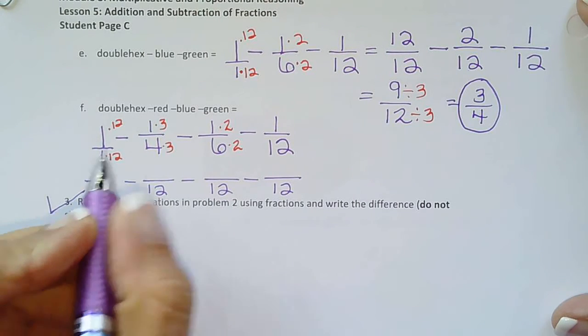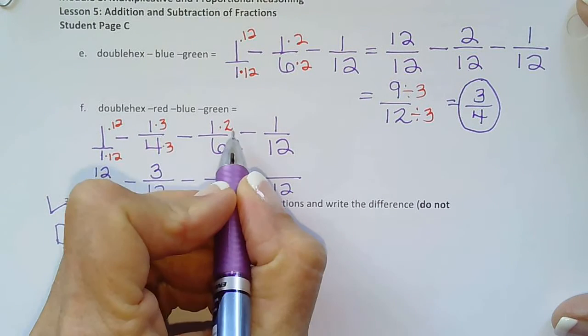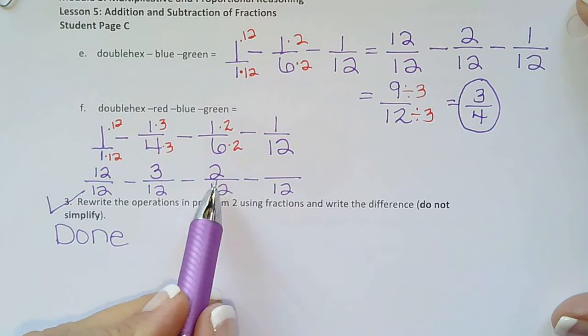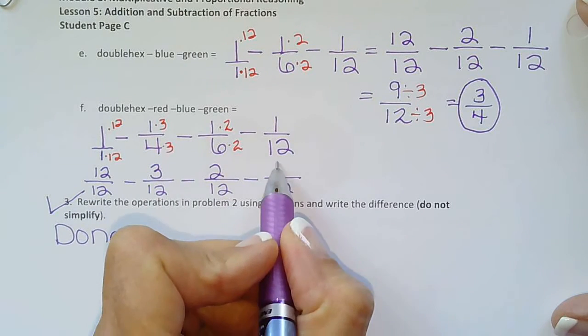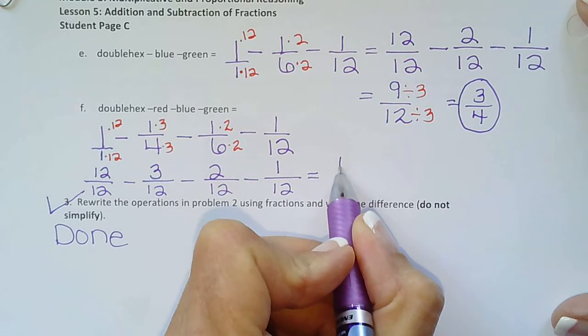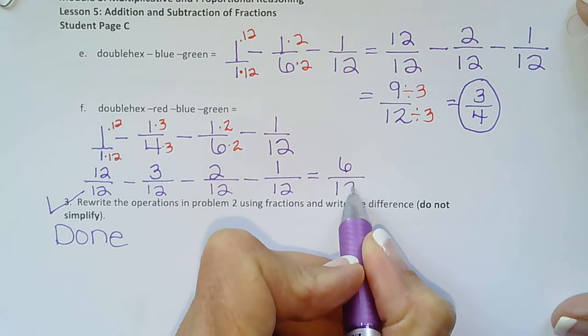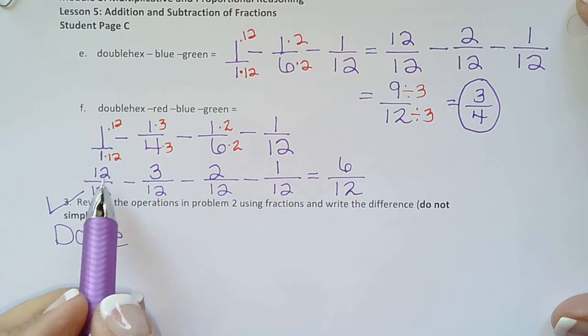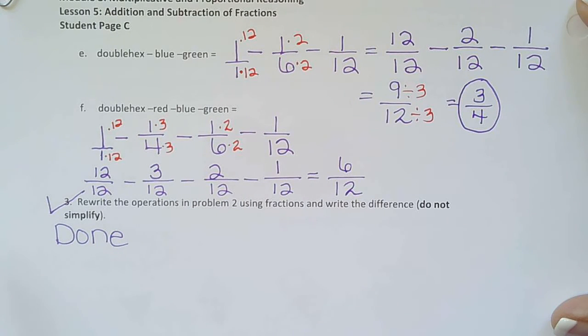That's 1, minus 3 twelfths, minus 2 twelfths, minus 1. So 9 minus 2 is 7, minus 1 is 6 twelfths. So we have 3, 4, 5, 6. 12 minus 6 is 6. That looks good. So think about the procedure we're doing because we're going to write it down here on number 4.